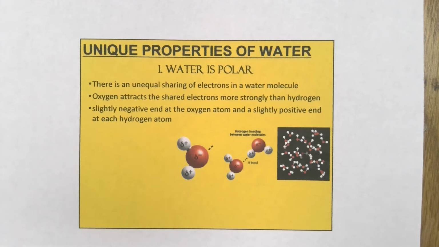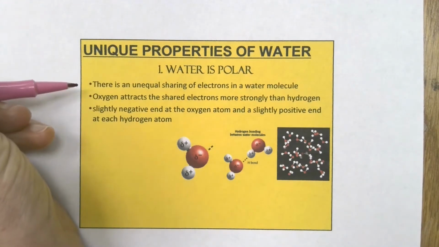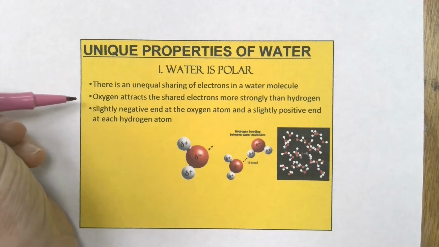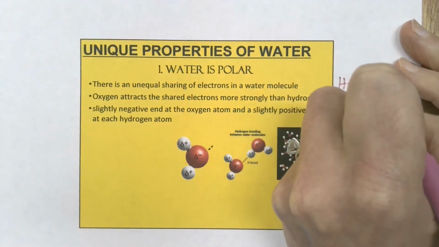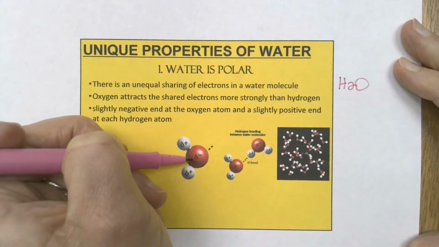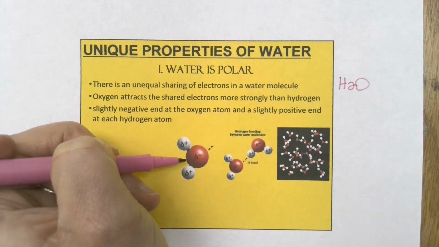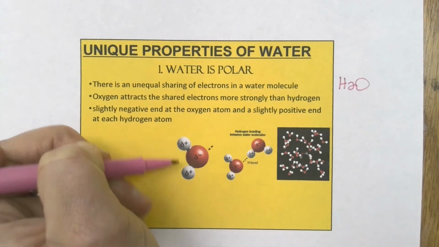So the first property of water is that water is polar. And this means that water has an unequal sharing of electrons between the hydrogen and the oxygen atoms within a given water molecule. Okay, and so that being said, water, as we should all know, is H2O. All right, so on this picture, the two white circles are the hydrogens and the red circle is the oxygen. All right, so the oxygen is going to be slightly negative. It's going to attract the electrons more strongly than the hydrogens do.